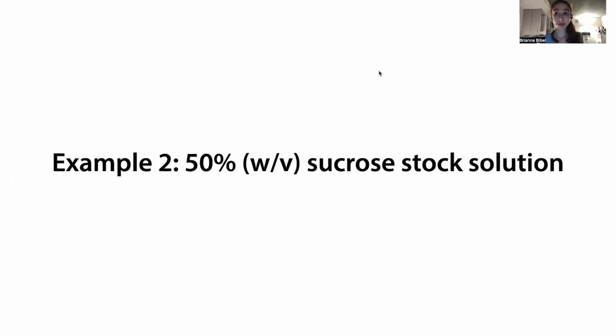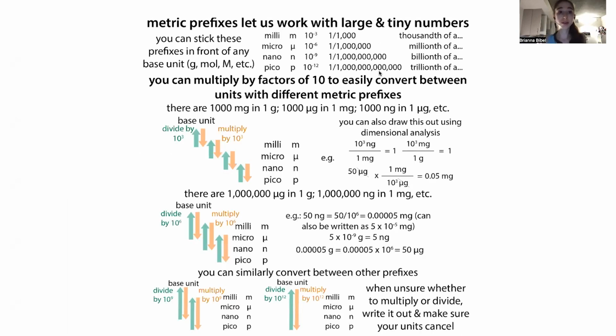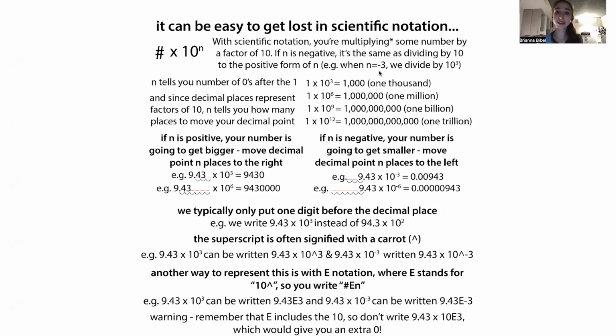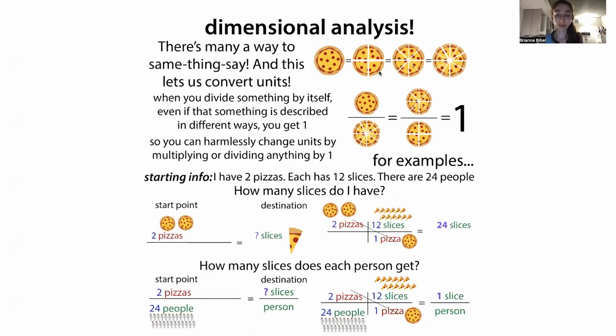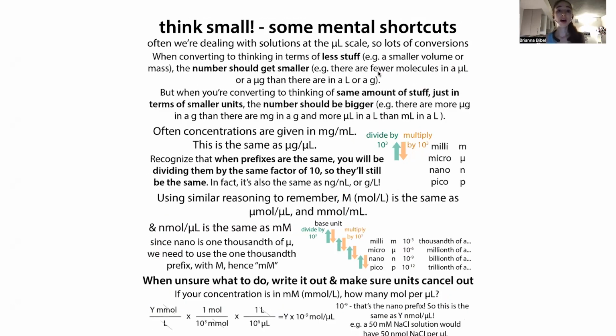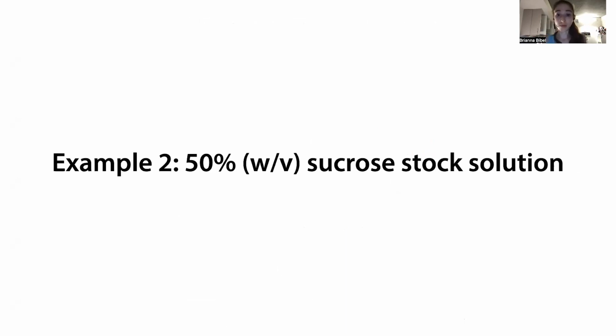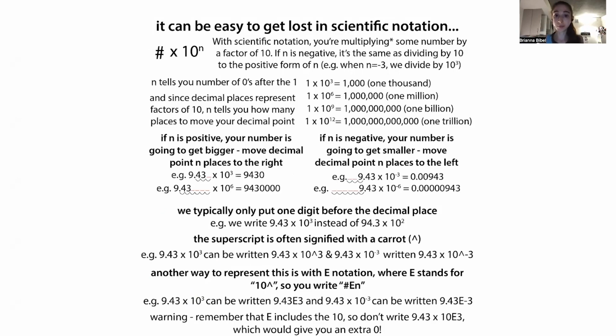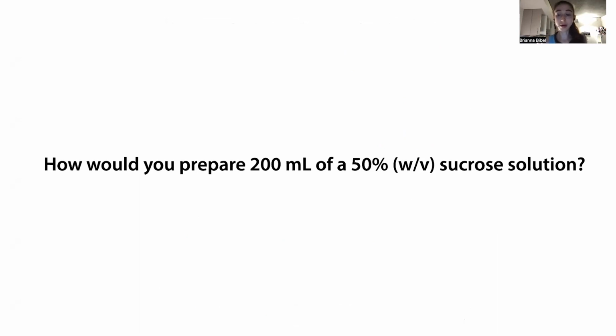So to try to keep things short, I'm going to skip the background. If you are unfamiliar with metric prefixes or scientific notation or dimensional analysis, I will post links to posts there. You can learn about those. But today we're just going to dive in with this example of a 50% weight volume sucrose stock solution. So say you're tasked with preparing 200 milliliters of one of these solutions.